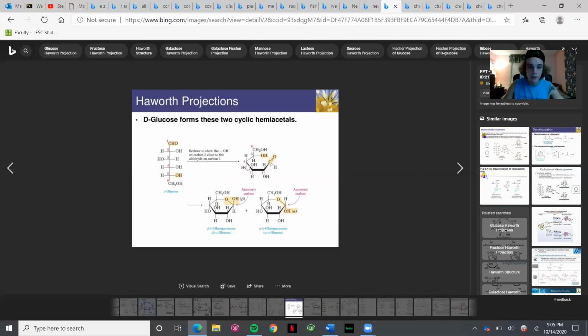Just know that these are coming out at you and these are going away from you. The carbons within the hexagon are in a bolder line because they're closer to you. That's what the impression is supposed to give.